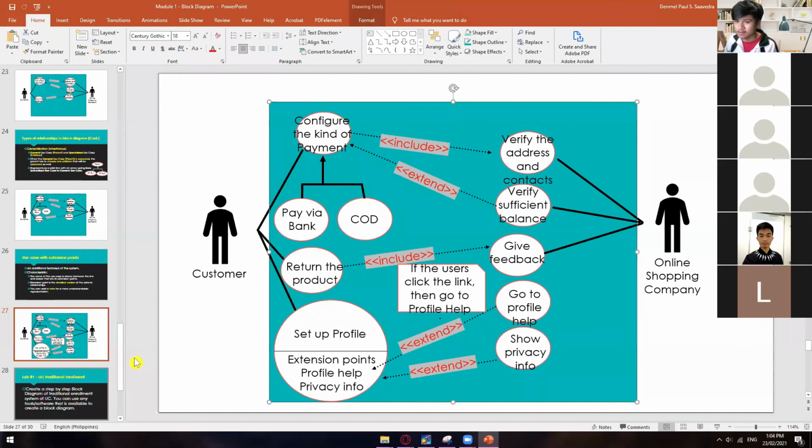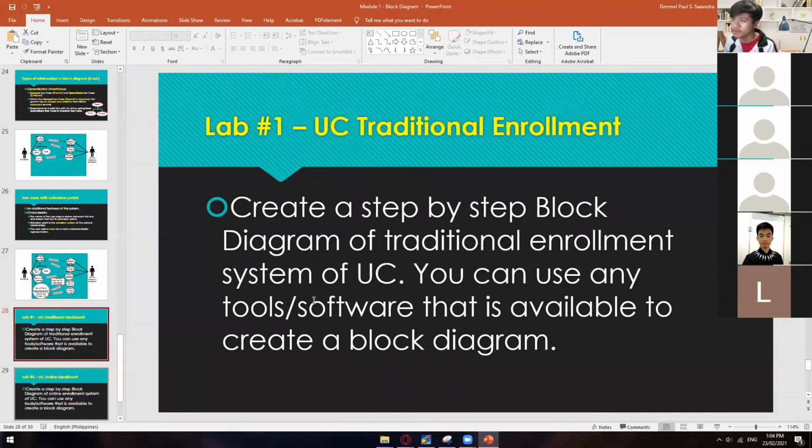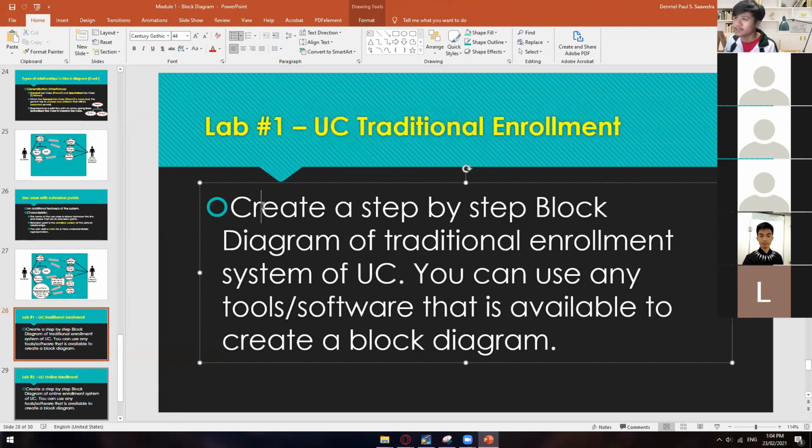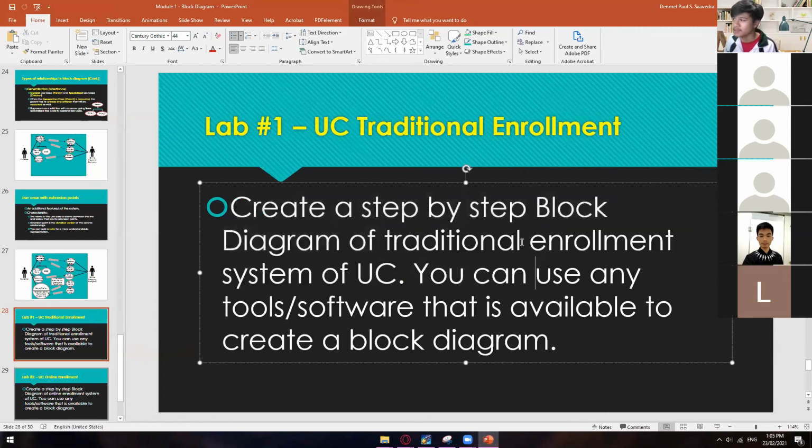All right. If there are no concerns or clarifications, then let me explain now your laboratory number 1 and 2. For laboratory number 1, don't worry, this one is super easy. Probably most of you already know this one. UC traditional enrollment: create a step-by-step block diagram of the traditional enrollment system of UC. Take note, traditional. When we say traditional, it's the old way that we used to enroll in UC.